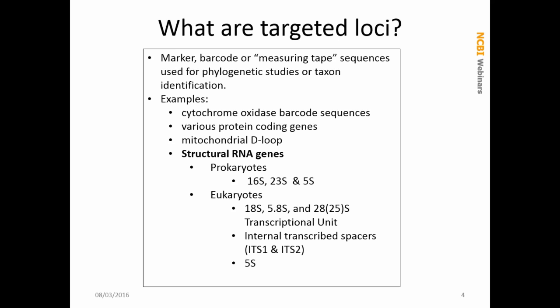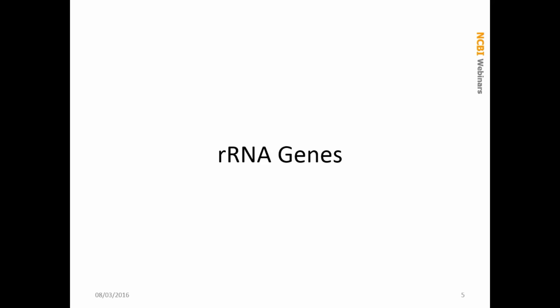These are organized into operons in prokaryotes and transcriptional units in eukaryotes. There is a 16S, a 23S, and a 5S gene in prokaryotes. In eukaryotes, there's an 18S, a 5.8S, and a 28 or 25S, depending if you're talking about plants or animals, organized into a transcriptional unit. And in particular, we're going to be focusing on the ITS1 and ITS2 sequences for eukaryotes when we're talking about the RNA genes. So let's quickly look at those.